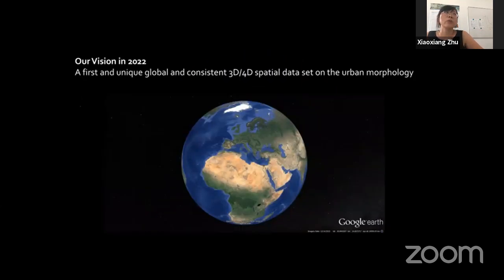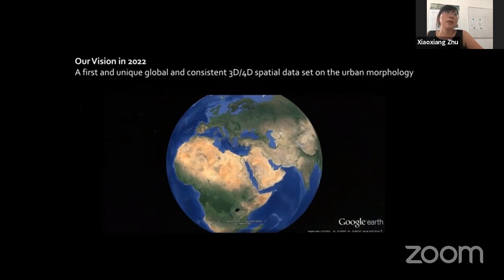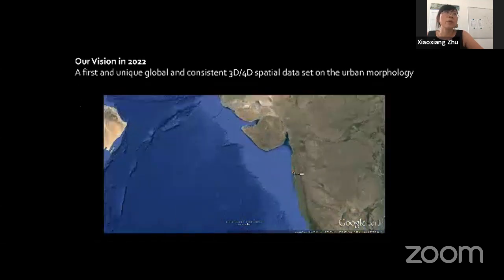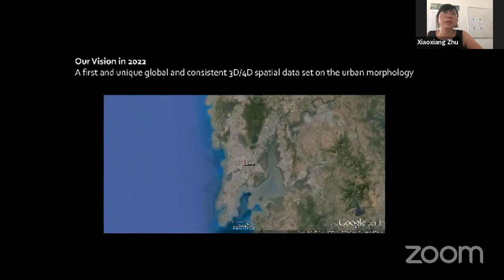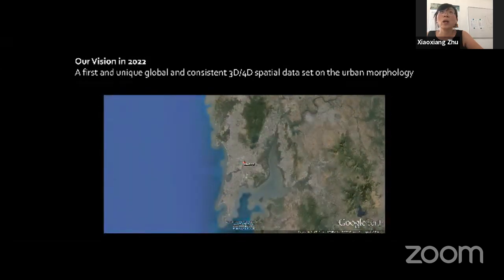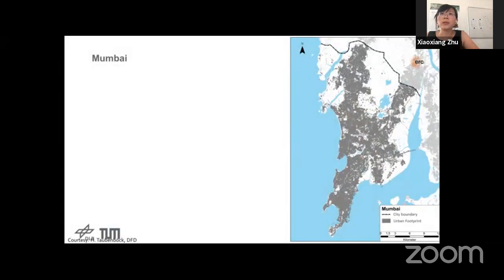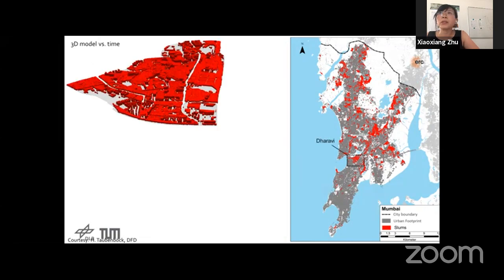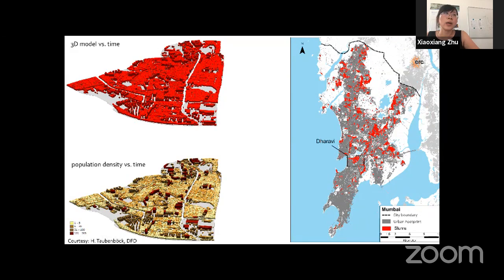Now, finally, I want to share with you our vision. Basically, in 2022, we want to be able to deliver a first and unique global and consistent 3D, 4D spatial data set on the urban morphology. This means if you go to any city, including the Mumbai I showed you before, we will be able to go beyond the state of the art, which is this binary mask of urban and non-urban. For example, we will know where the slums actually are. If the authority wants to improve, let's say, the planning of certain slums, we can also get an appropriate 3D model of the area as well as the population density of the area.